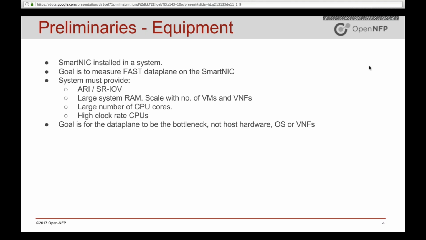The goal here is that you want to be measuring the data plane. You don't want to be inadvertently bottlenecked by the resource limitations of the system or the operating system or the VNFs themselves.